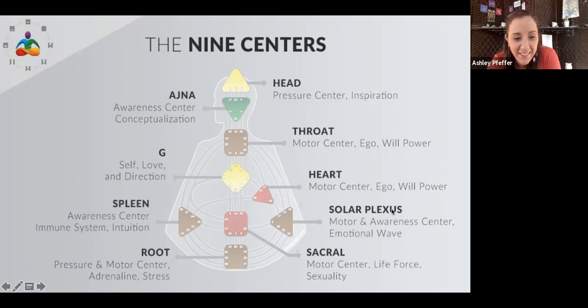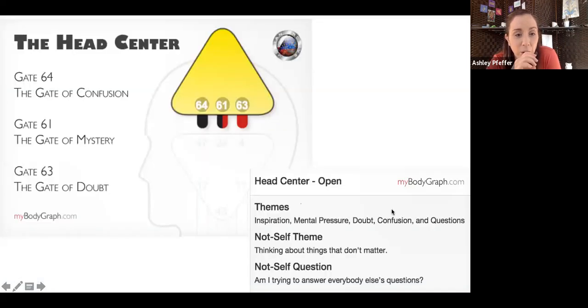All right, so as we move into these centers, we're going to talk about what it means to be open, what it means to be closed. So the head center has 3 gates hanging out here. We've got the gate of confusion, the gate of mystery, the gate of doubt, and you can dive deeper into those if you'd like, if you have them defined.